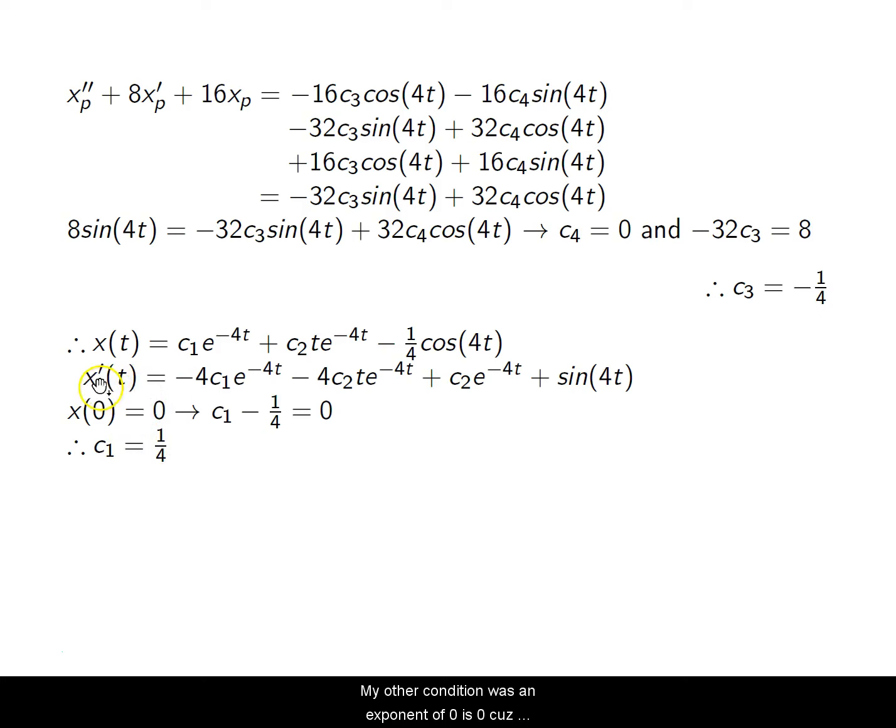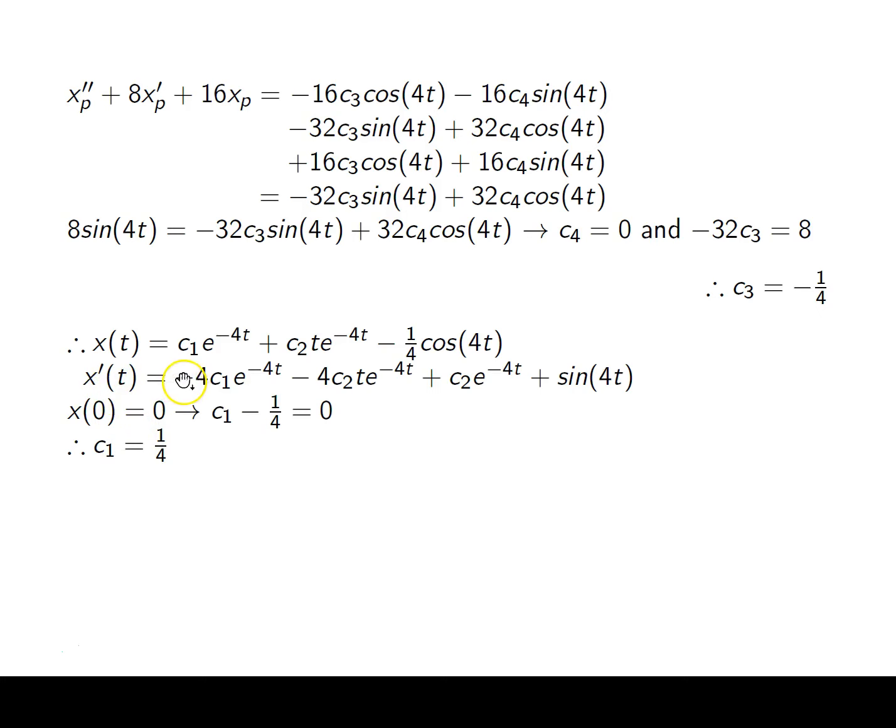My other condition was that x prime of 0 is 0. Because remember, I started at equilibrium and then I just kind of let it do its thing. I did not start it off with an initial velocity. The initial velocity came from the forcing function itself.